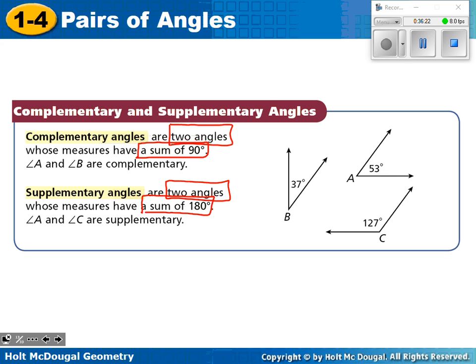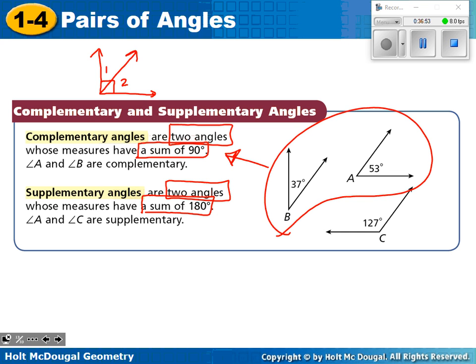They do not have to be adjacent to be complementary or supplementary. They could be adjacent. For example, you could have two angles that, when they are put together, form a right angle. Would you agree that angles 1 and 2 are now complementary? They add to be 90. Okay, but they don't have to be. If you look at this picture, which two angles are going to add to be 90? A and B. So these two would also be complementary, but they're just not adjacent. Does that make sense? Okay.